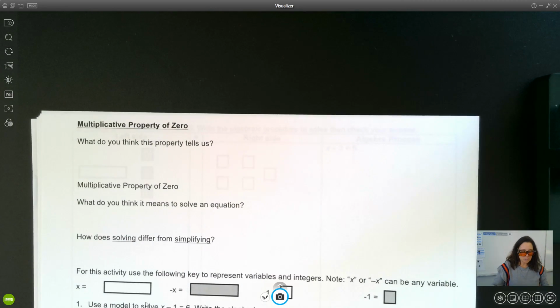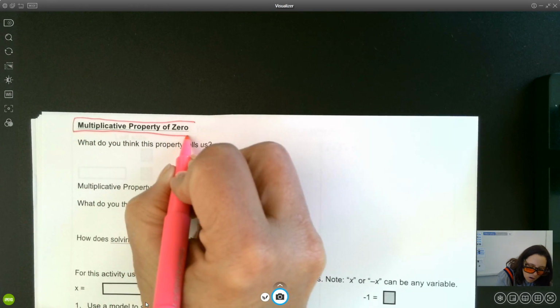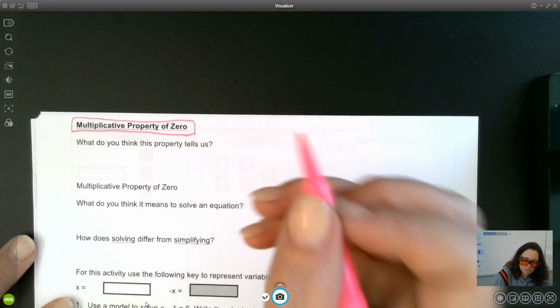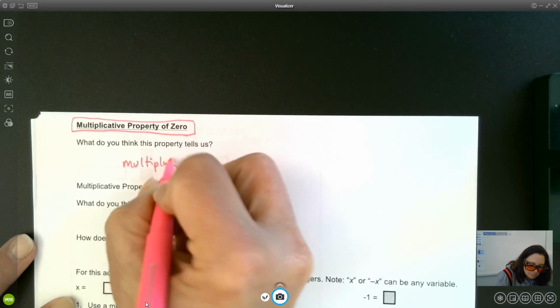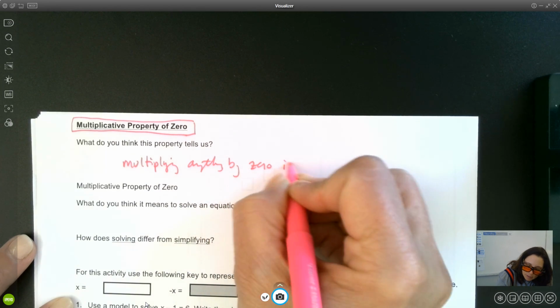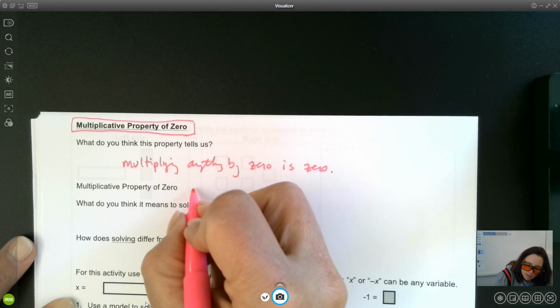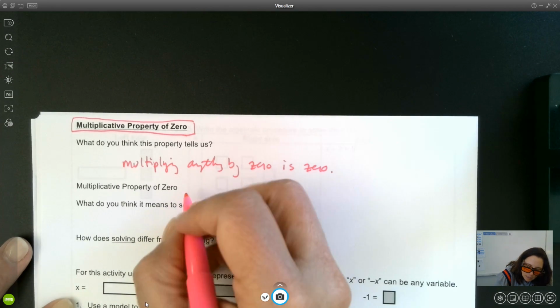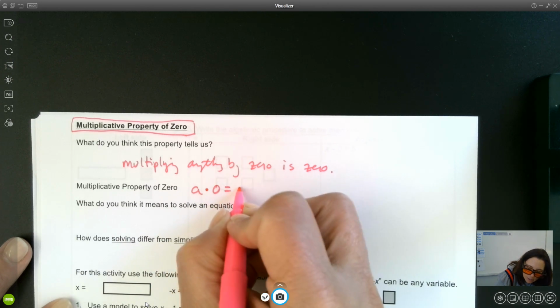All right, next property, multiplicative property of 0. Okay, that just states multiplying anything by 0 is 0. Okay, so the way that you'd see it in numbers and letters would be anything times 0 is 0.